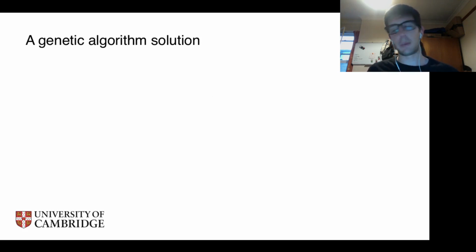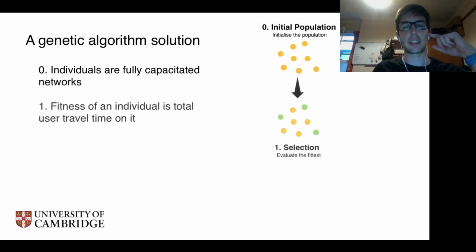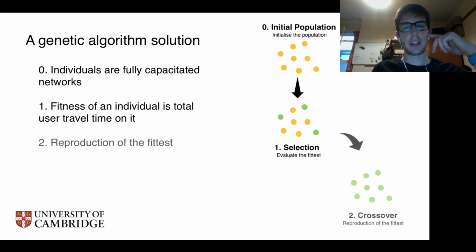So we solved this task. We propose one solution that is based on a genetic algorithm. We start with a population of individuals which are all networks with full capacities, and we can see these individuals as these yellow dots. Then every individual is evaluated according to a fitness function, which in this case is the total travel time on the network. So the lowest total travel time will be the fittest network.